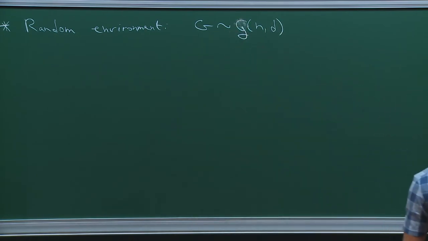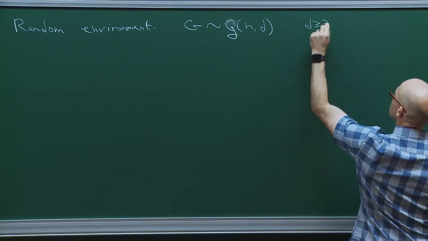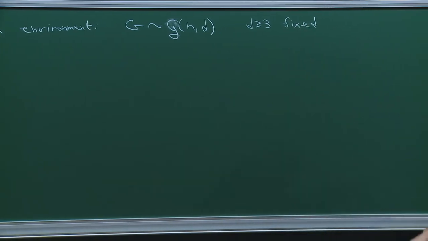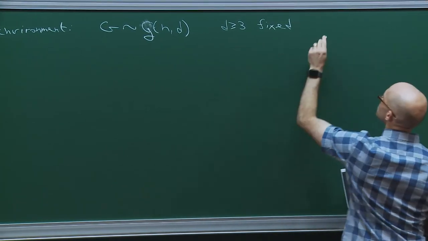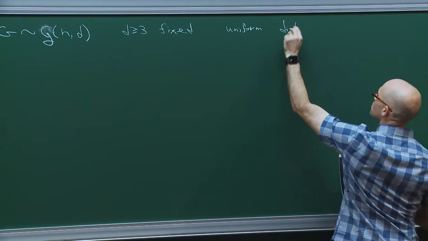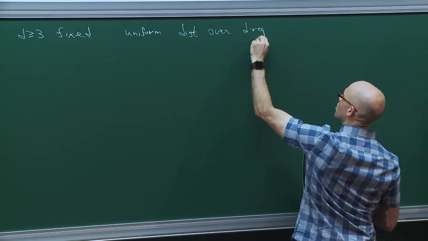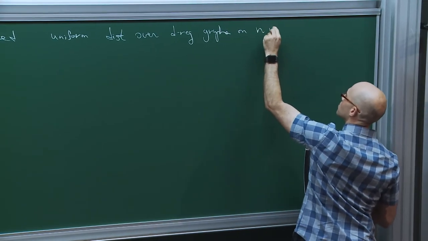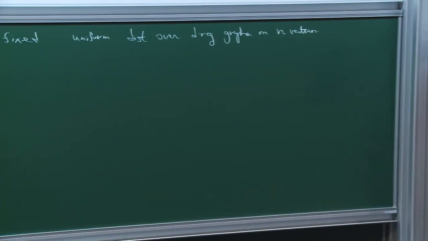So I'll use script G to denote the distribution. So we'll take D to be at least 3, fixed. And this will be nothing more than the uniform distribution over the regular graphs on n vertices.